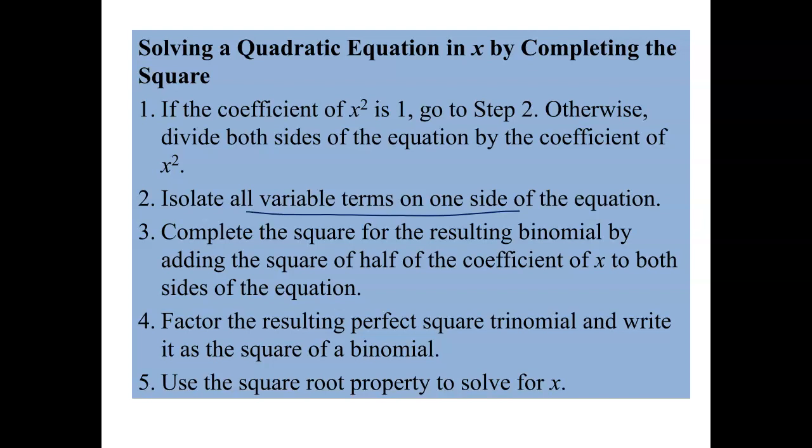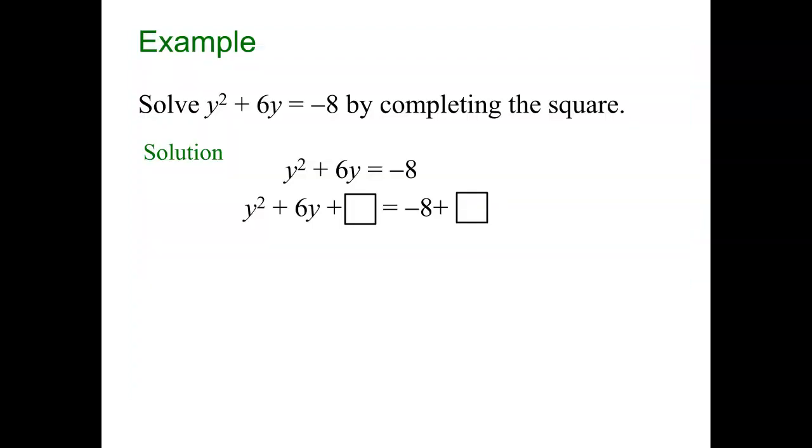That's the most important first part. Everything with a variable on one side, everything without a variable on the other. Then we can go through our steps that we did with making a perfect square, and then we can solve. So first thing we want to make sure is that the variables are on one side and the constants are on the other. And that's what we have here.